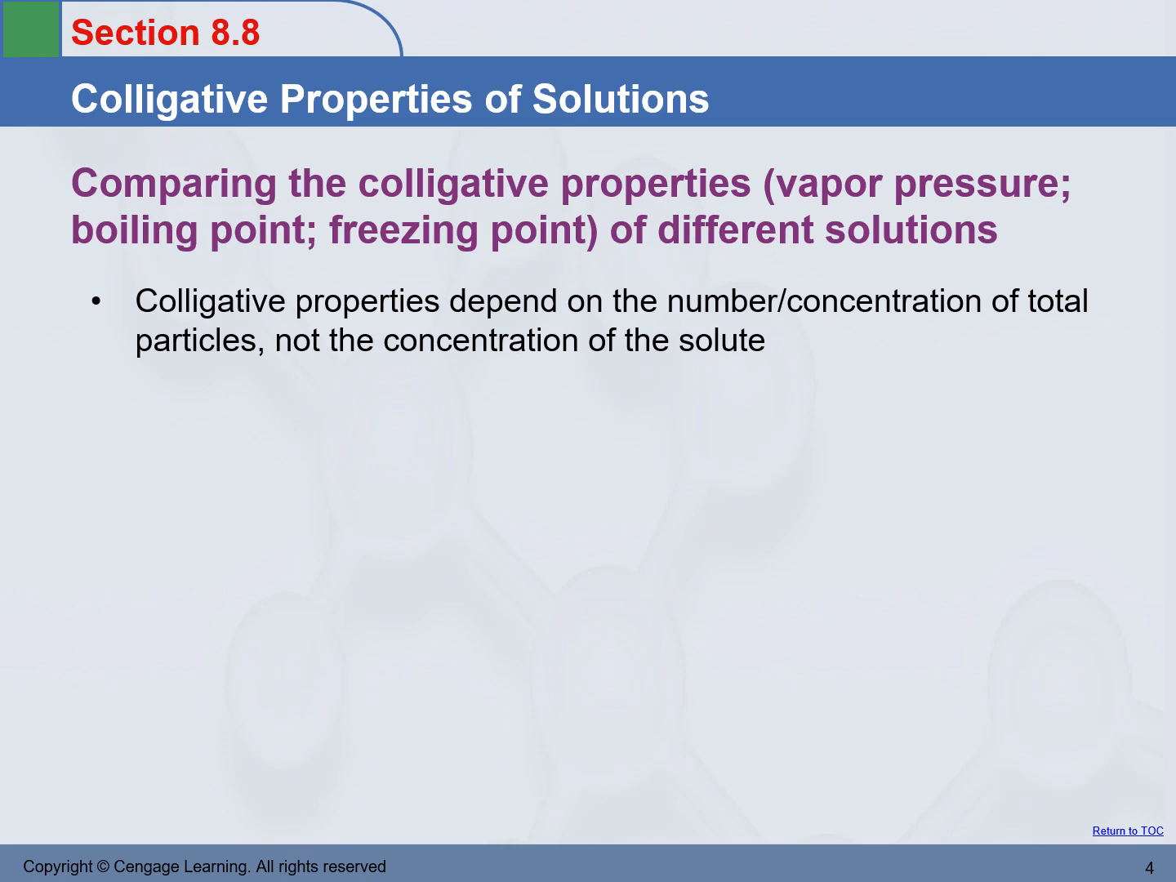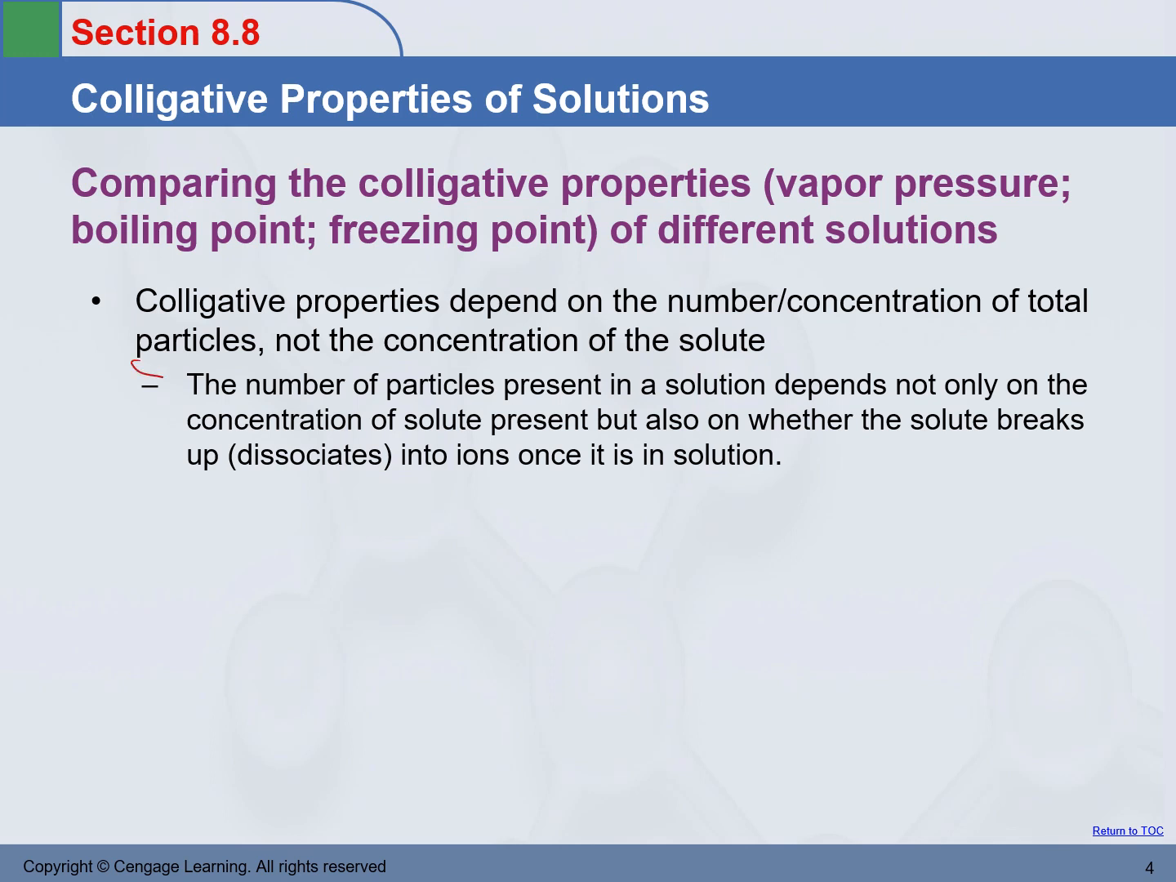Remember, colligative properties depend on the number or the concentration of total particles. Total particles, not the concentration of the solute. What does that mean? It means the number of particles present in the solution depends not only on the concentration of the solute, but also on whether the solute breaks up into ions or not.